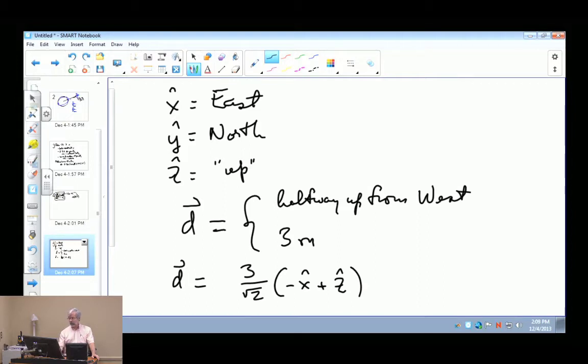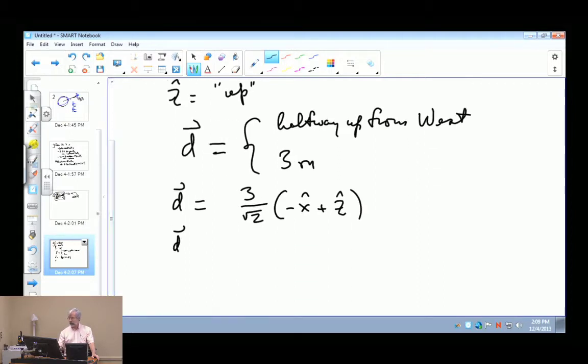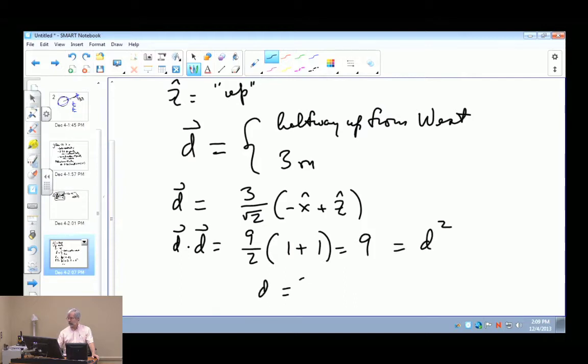And how about the length of that vector? Let's compute the length of that vector by taking the dot product with itself. So this is 9 over 2 times 1 plus 1. So that's the square of the length, and so the length is indeed 3. Right? So the key there is recognizing that the square root of 2 helps to keep the length proper. If you don't put that square root of 2 in there, you get the wrong length. And the negative sign is kept because it's west. Okay?